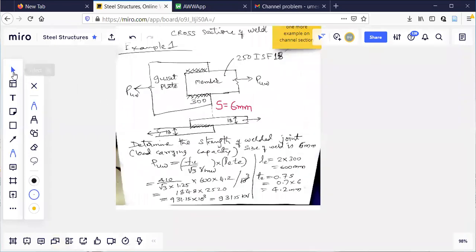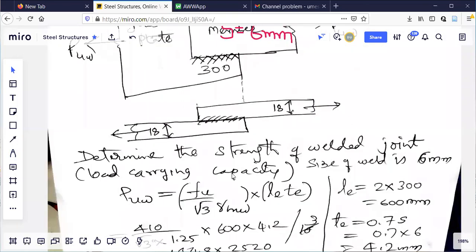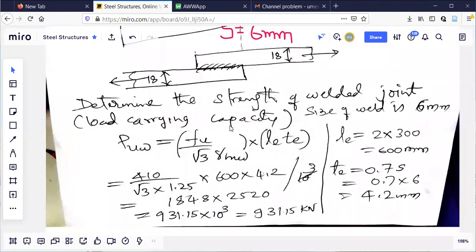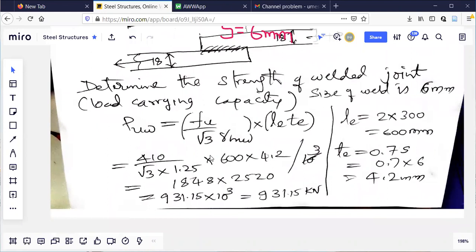Okay, so a very simple problem it is. You can see here. So simply use the force carried, PUW, ultimate. Ultimate force carried by the weld is equal to the ultimate stress of the weld multiplied by the resisting area of the weld. Okay. Now I am writing that one. FU is 410. Ultimate strength of weld is 410 divided by root 3 into 1.25.